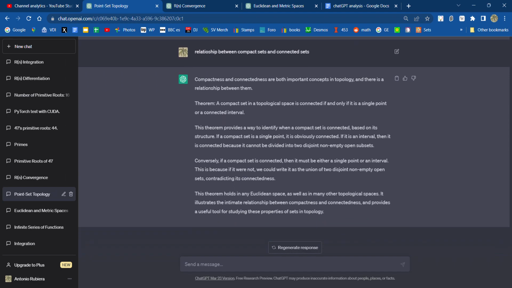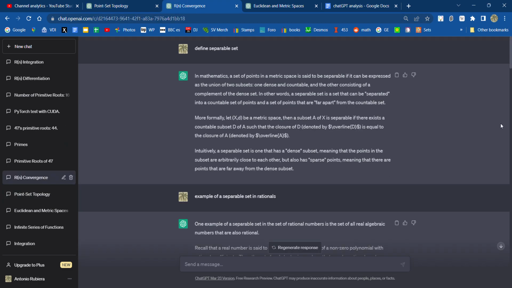Relationship between compactness and connectivity, or connectedness, I should say. It's the way that it's correct. Yeah, so if a compact set is connected, then it must either be a single point or an interval. Okay, I think we're done with point set topology. Let's move on to R to the n convergence.